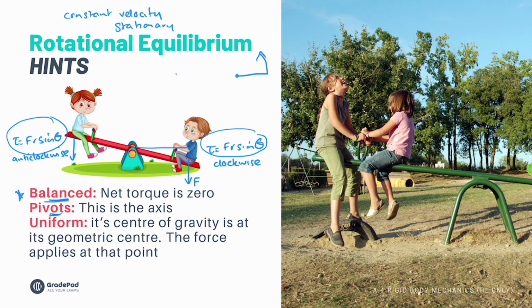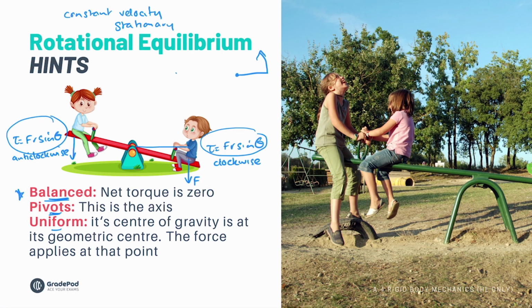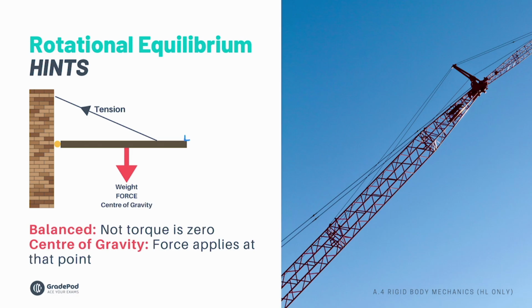Another word you're looking for is uniform. And let me show you this in more detail. This is a uniform shelf. What that means is the mass is distributed evenly throughout the shelf. And if it's distributed evenly, that means the centre of mass is in the middle, which means all the mass acts as though it's from that point. So if you see the word uniform, then start to think about, okay, where's the centre of gravity and where's the force acting on this thing that causes a torque?